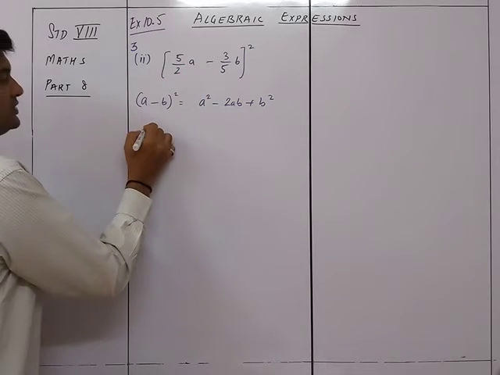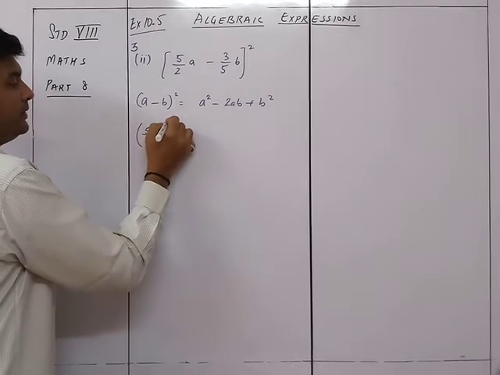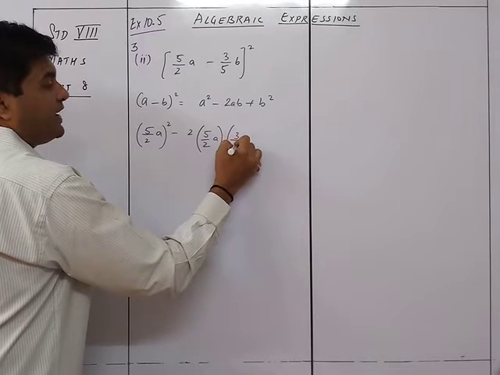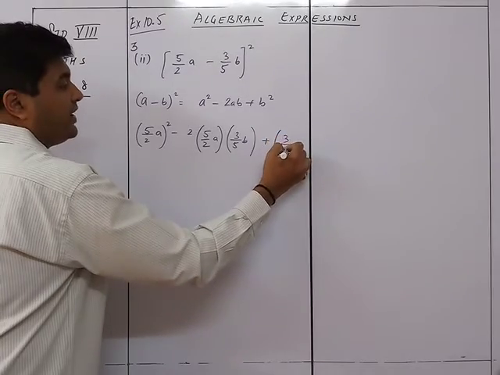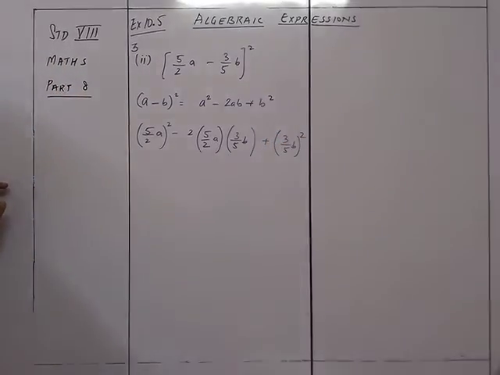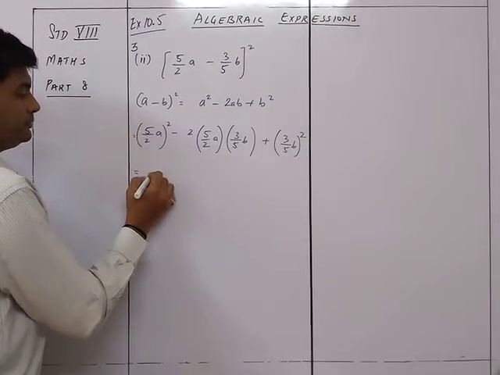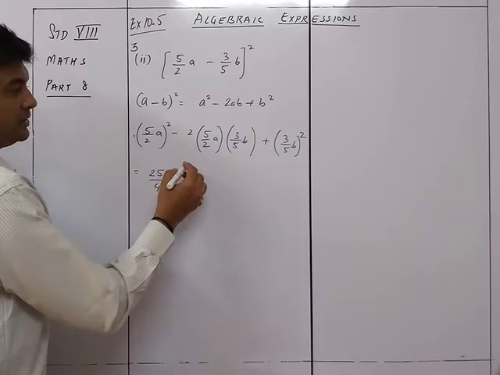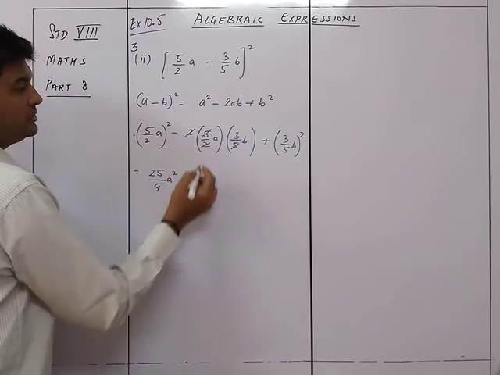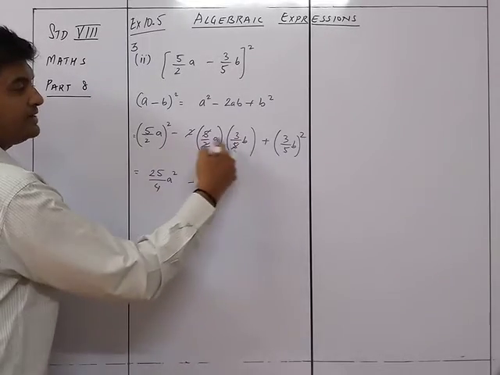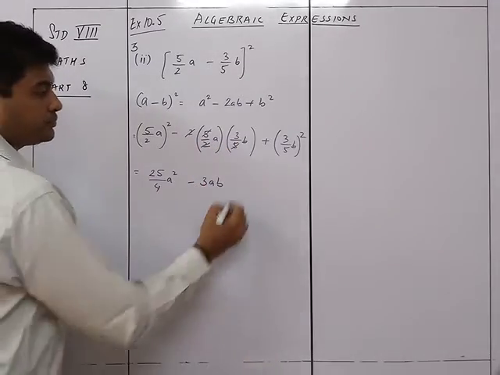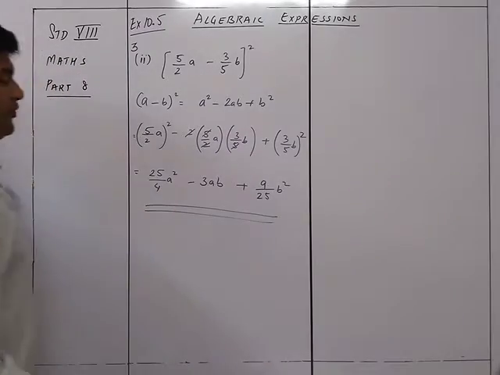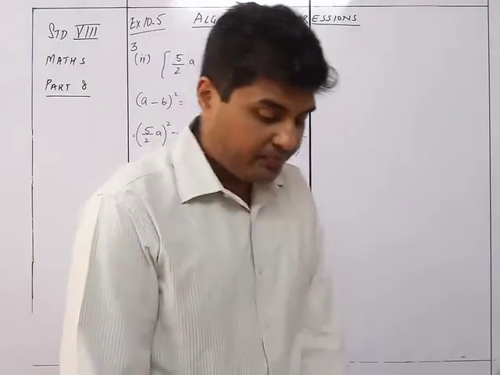A is 5 upon 2a, so it is (5 upon 2a) the whole square minus 2 into a's value, which is 5 upon 2a, b's value is 3 upon 5b, and then (3 upon 5b) the whole square. 5 square is 25, 2 square is 4, a square is a square, minus this multiplication cancellation happens, so 2 cancels, 5 cancels, what will remain is minus 3ab, plus 9 upon 25 b square, so that's the answer. 25 upon 4a square minus 3ab plus 9 upon 25 b square.